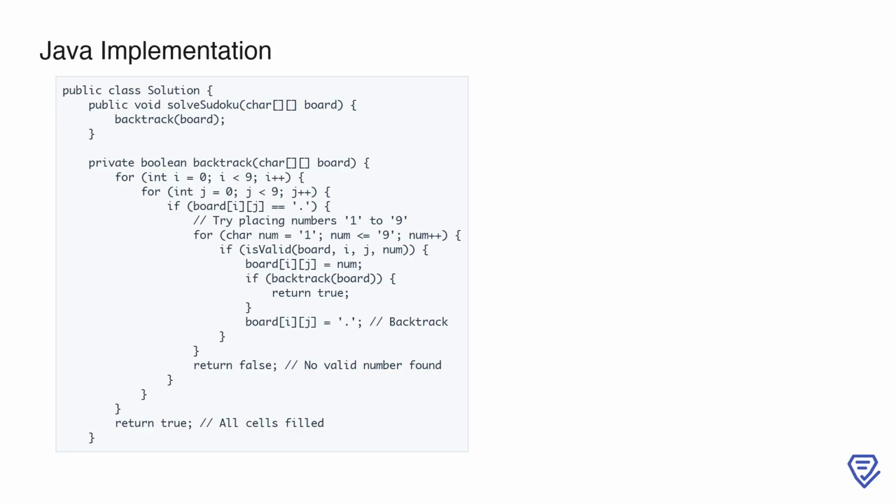For each number, we check if it's valid to place it in the current cell by using an external isValid method. If the number is valid, we temporarily place it on the board and proceed with the recursive call. If the recursion returns true, it means the board is solvable with this placement, so we return true as well. However, if placing the number doesn't lead to a solution, we backtrack by resetting the cell to its empty state and continue trying other numbers. If no number from 1 to 9 works, we return false, indicating that this path didn't lead to a solution. Finally, if all cells are filled without issues, the function returns true, signaling success.